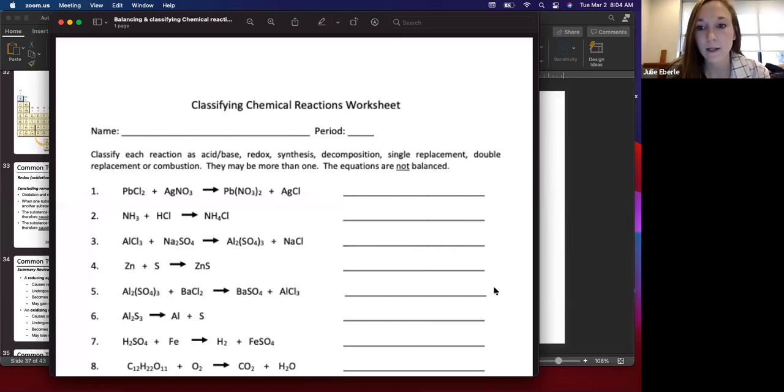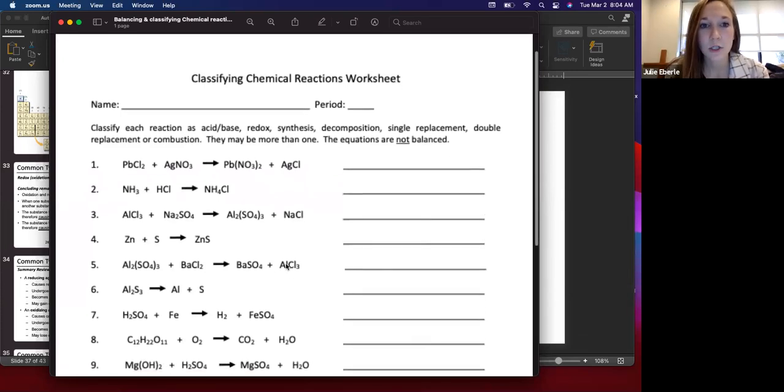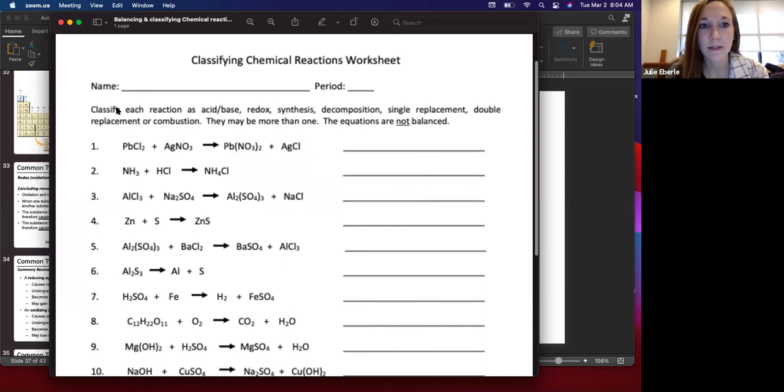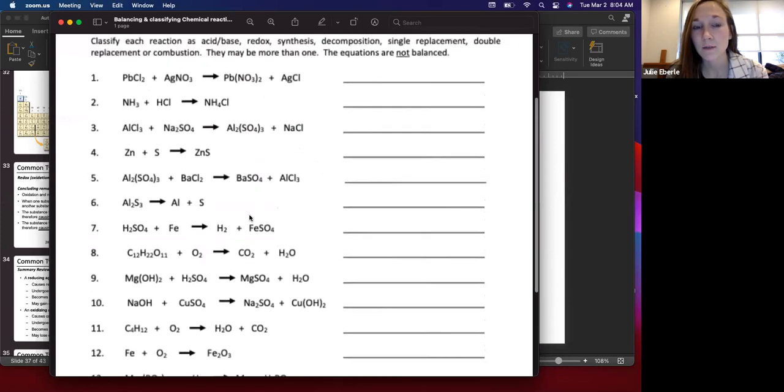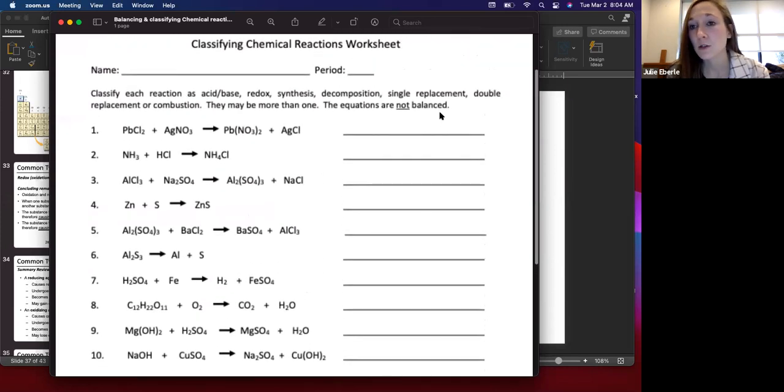It is a worksheet that will also help you study for the exam right here. So this is a worksheet classifying chemical reactions. Basically, you're going to classify each reaction. Today, we're going to learn acid-base, redox, and precipitation reactions, okay? And then also you already know the synthesis, decomposition, single, double, or combustion. So you have these reactions here. There's 15. This is great practice for the exam. And then the equations are not balanced. So you go through and balance them, and then you look at how to classify them.